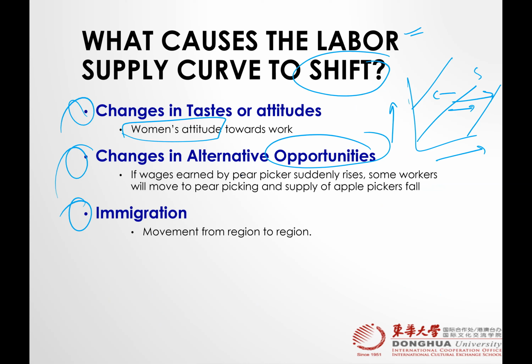For example, if the wages earned by pear pickers suddenly rise, there is only a small difference between apple picker and pear picker. Approximately the same type of labor is needed over there. So some workers will move to pear picking, right? Because apple pickers find it lucrative to work in pear picking, they go over there and earn a good salary. So the supply of apple pickers falls.